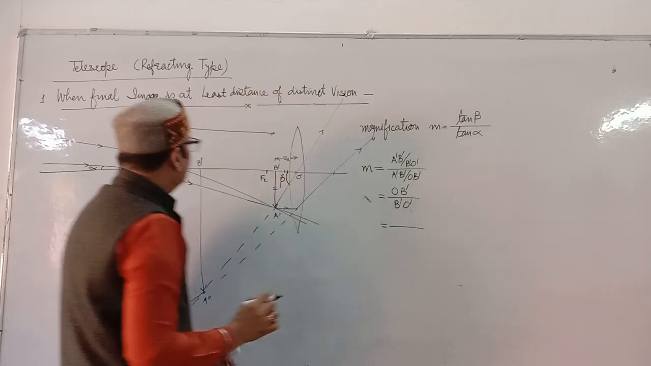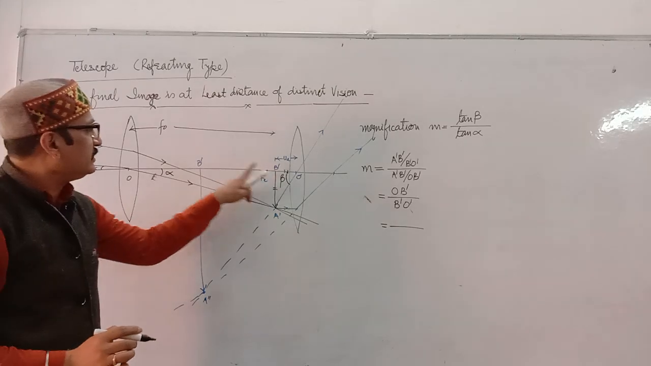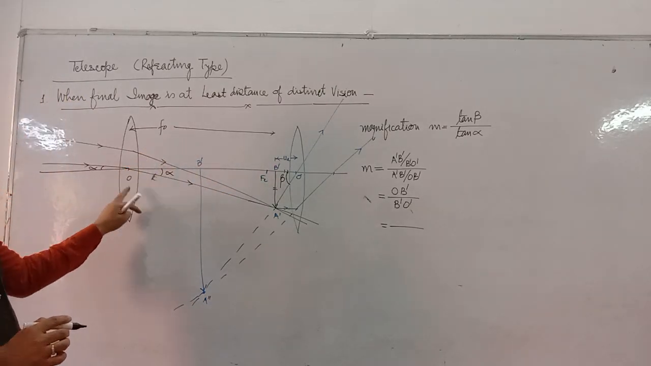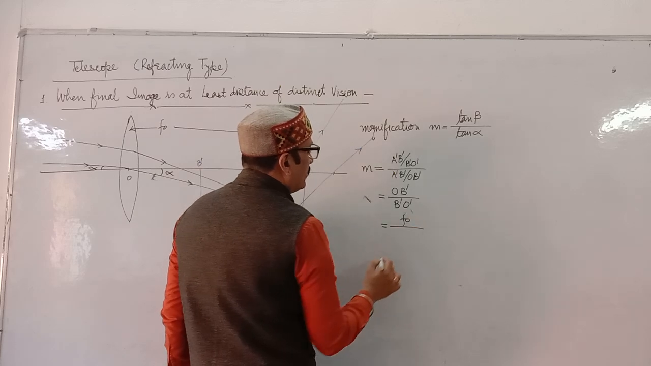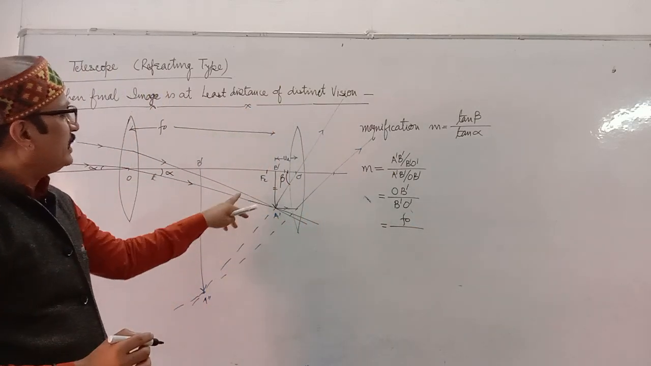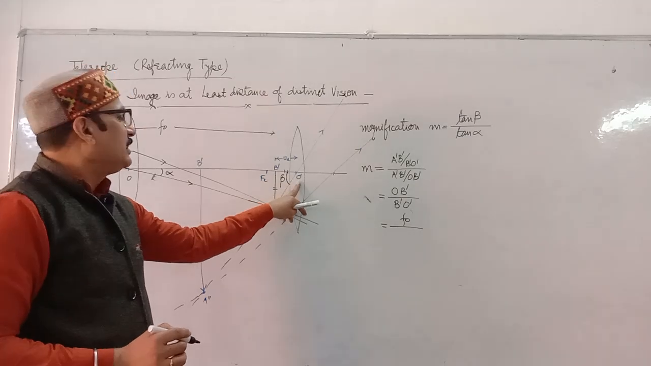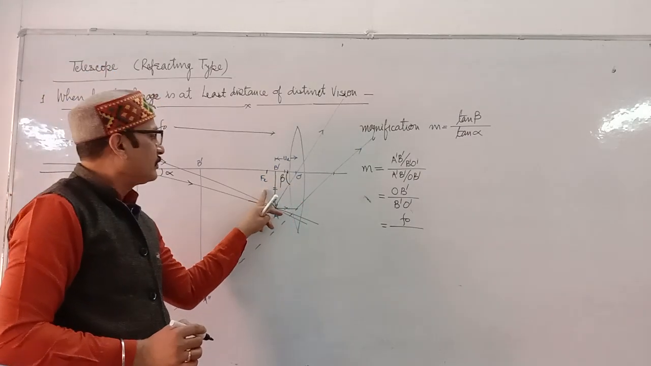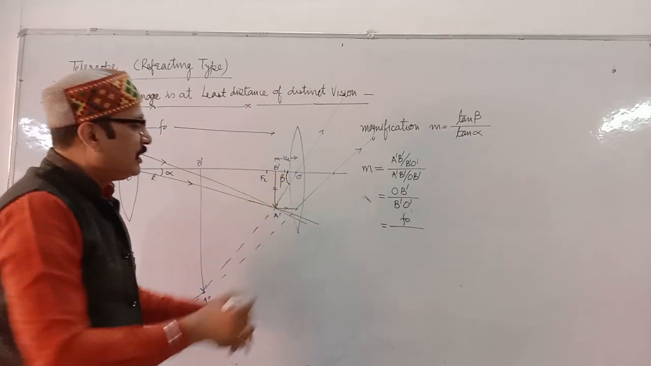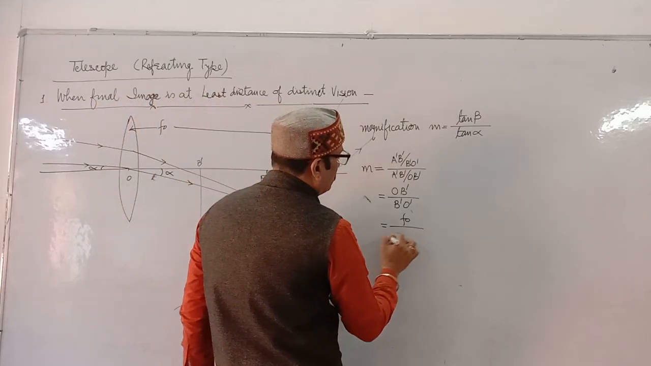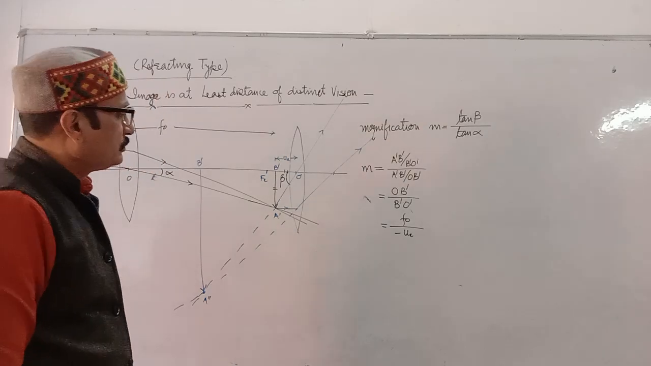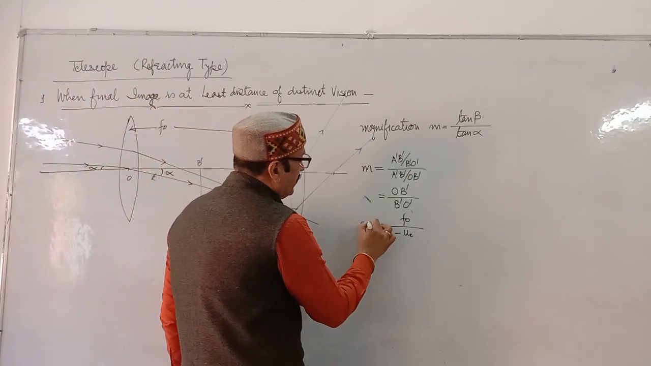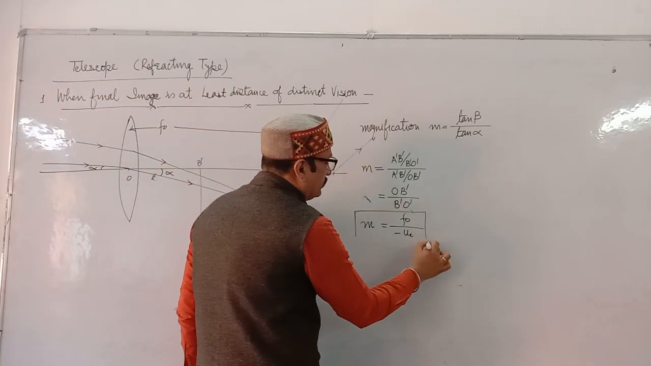Now, OB' is basically the focal length of the objective lens. It is FO. And B'O' is the distance of the object from the eyepiece. It is UE, and since it is against the direction of the incoming ray, it will be minus UE. So the magnification M will be minus FO upon UE.